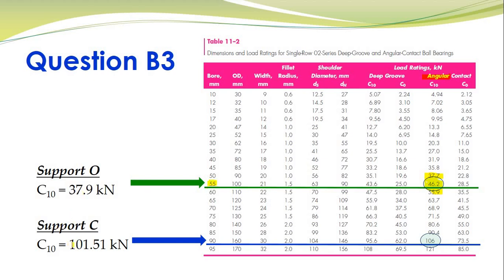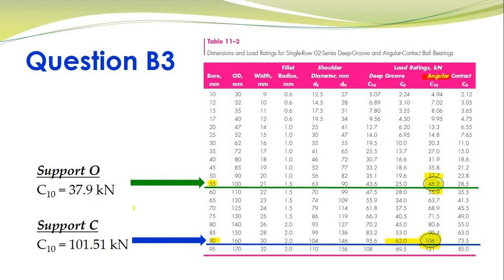Same thing for support C, the C10 value is 101.51 kilonewton. So I will choose a catalog rating of 106 kilonewton, and corresponding to this the bore size is 90. So that's how you select the bearings on both the supports.